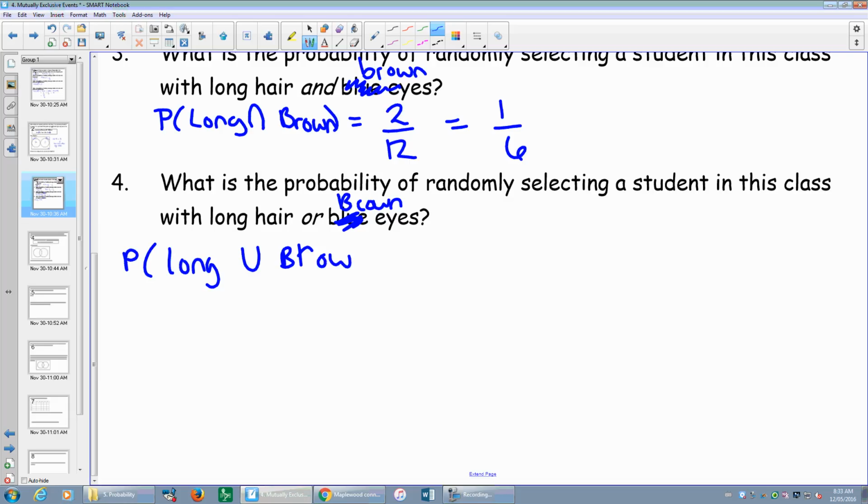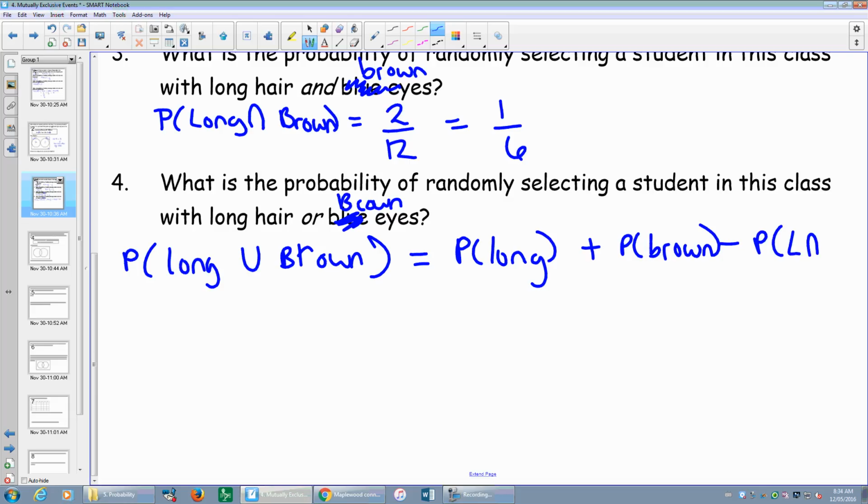Okay, which is 1/6. So then it says, what is the probability of randomly selecting a student in this class with long hair or, I'm going to change that to brown eyes. Okay, so in order to figure out the probability of this, it becomes the probability of long hair or brown eyes. So in order for me to find that out, I take the probability of having long hair, I add it with the probability of brown eyes, and I subtract the probability of having long hair and brown eyes. So we're getting rid of the overlap people, so we're not counting them twice.